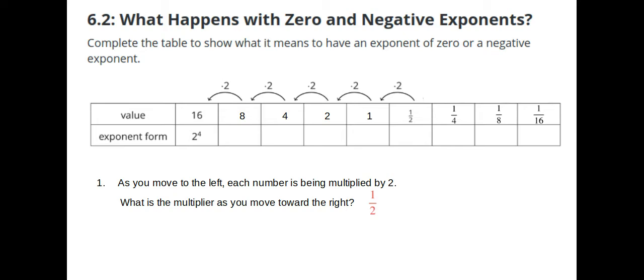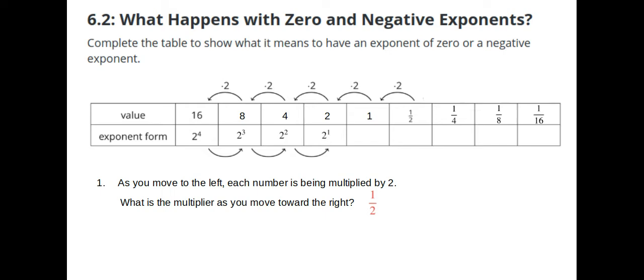Now let's look at the exponent form of these numbers. I noticed that 16 is written as 2 to the 4th power in the table. For the number 8, I could also write that as a power of 2. 2 to the 3rd power is 8. As I continue to the right, 2 squared is 4. And a single 2 is written as 2 to the 1st power.